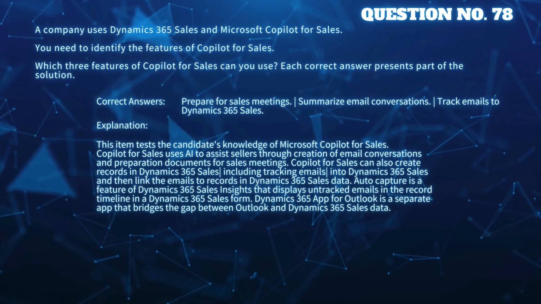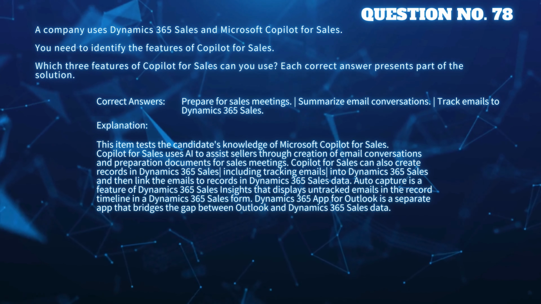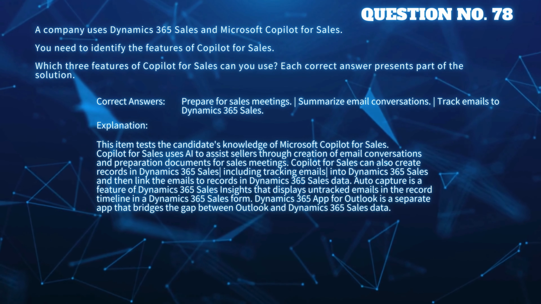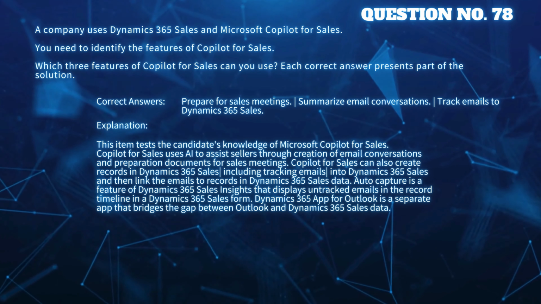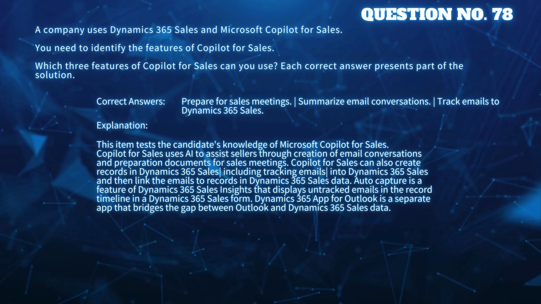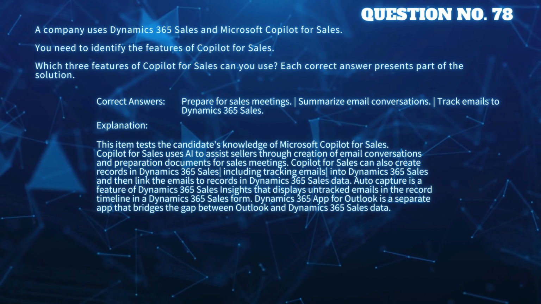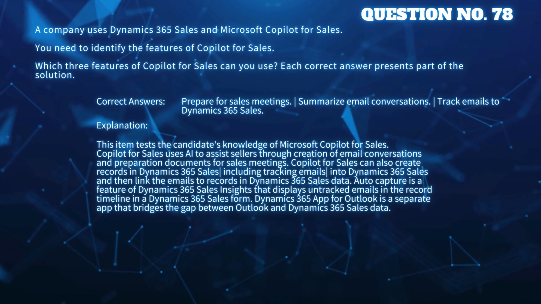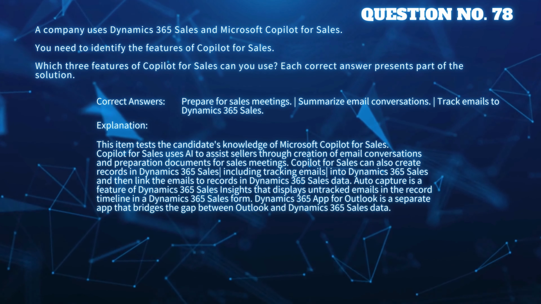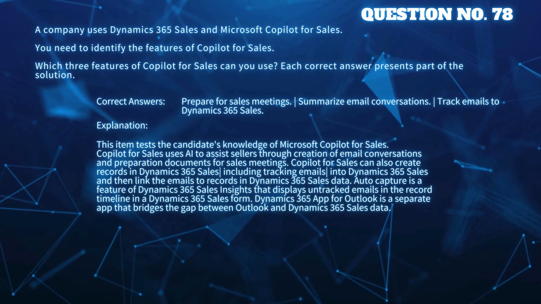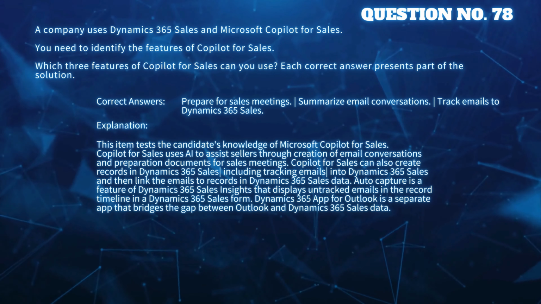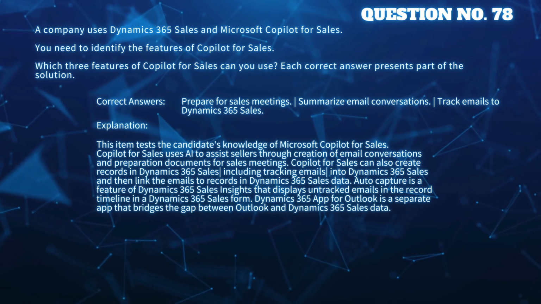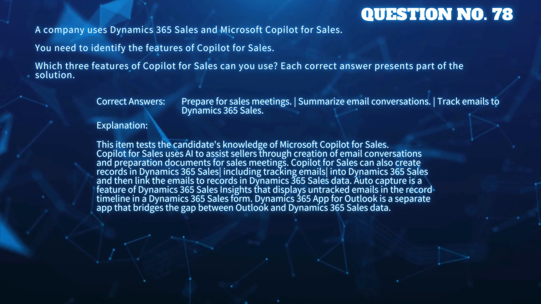Correct answers: Prepare for sales meetings. Summarize email conversations. Track emails to Dynamics 365 Sales. Explanation: this item tests the candidate's knowledge of Microsoft Copilot for Sales. Copilot for Sales uses AI to assist sellers through creation of email conversations and preparation documents for sales meetings. Copilot for Sales can also create records in Dynamics 365 Sales, including tracking emails into Dynamics 365 Sales and then link the emails to records in Dynamics 365 Sales data.